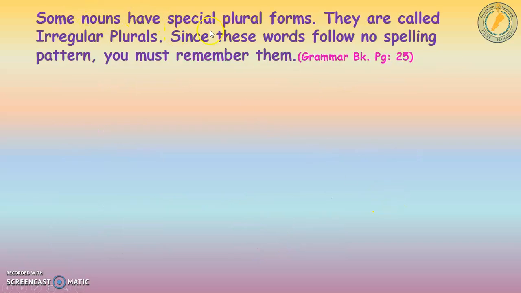Some nouns have special plural forms. They are called irregular plurals. Why are they called irregular plurals? Simply because these words follow no spelling pattern. You must remember them. How? Let us see.